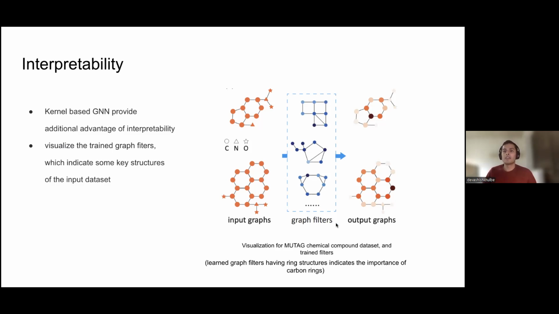And here we visualize all the kernels. We see the kernels are circular in shape, which tells us that circular-based topology is important in our data set. In this case, that means carbon-based atoms are important in this data set. So that's the idea behind making this whole thing interpretable.